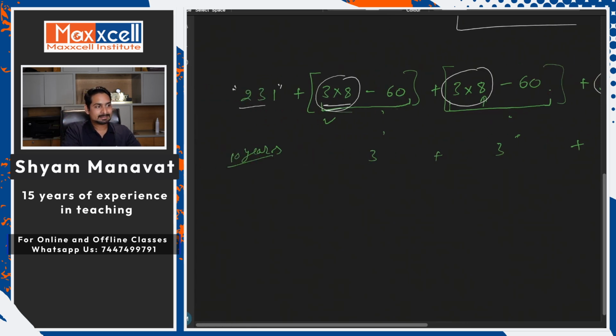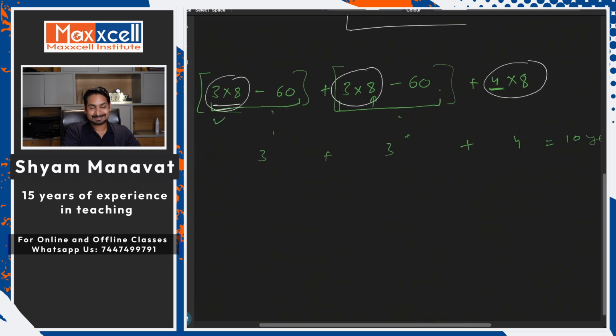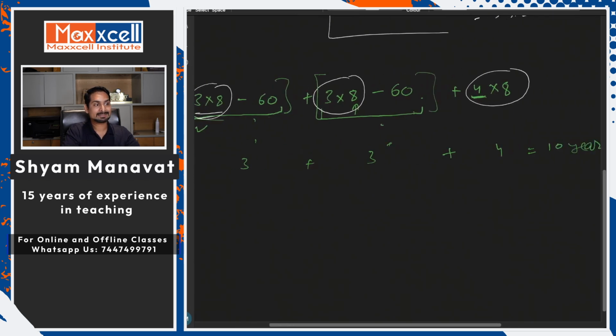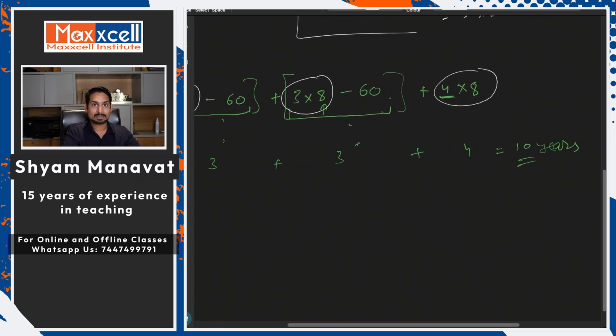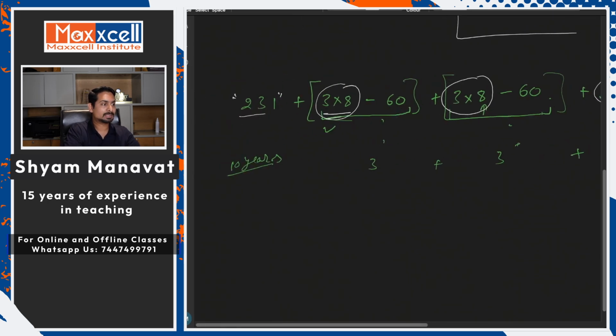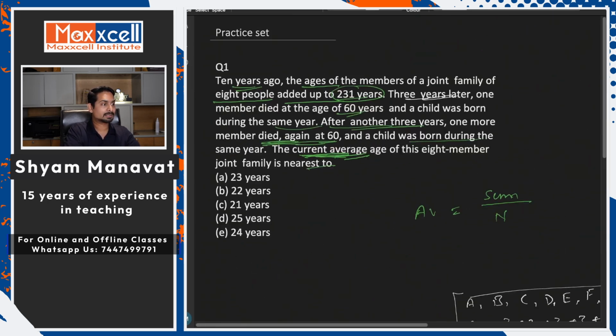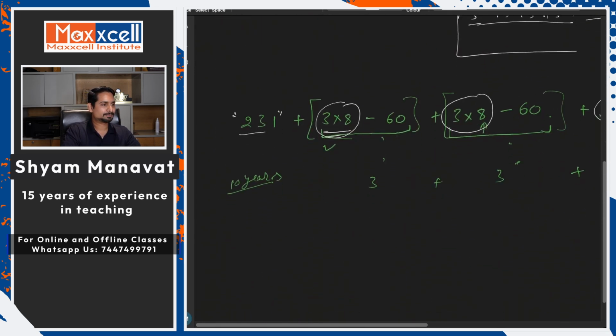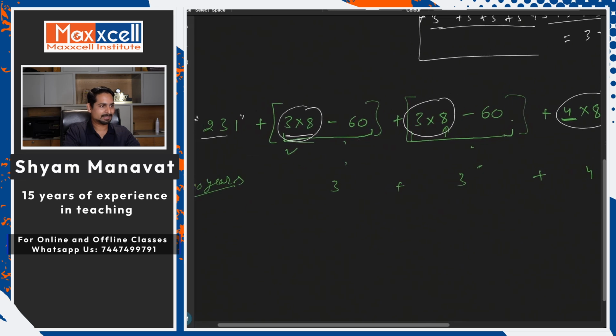So first 3 years this incident occurred, next 3 years this incident occurred, and next 4 years if we count, then we can talk about present, because 3 plus 3 plus 4 is 10 years. We total have to cover 10 years to reach at present. Why? Because this 231 is the sum of age 10 years ago. Correct?